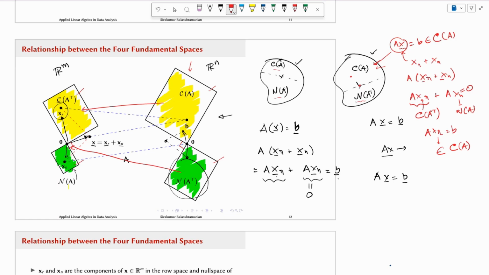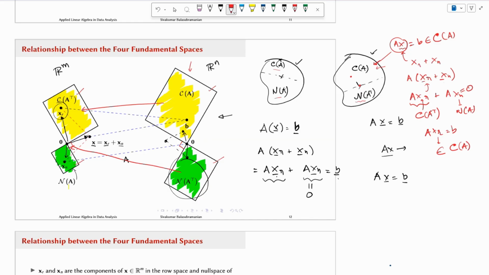That means no matter what X you choose here, you can write it as a sum of two components, one in the row space, one in the null space. The part of X that gets mapped to the non-zero value B is the component from the row space. The other component goes to 0.